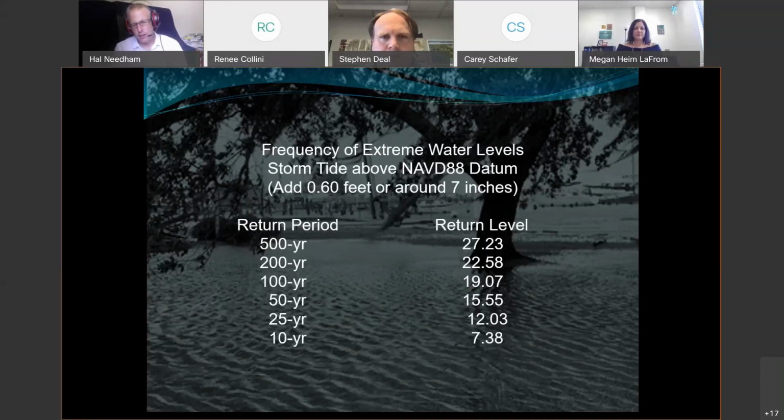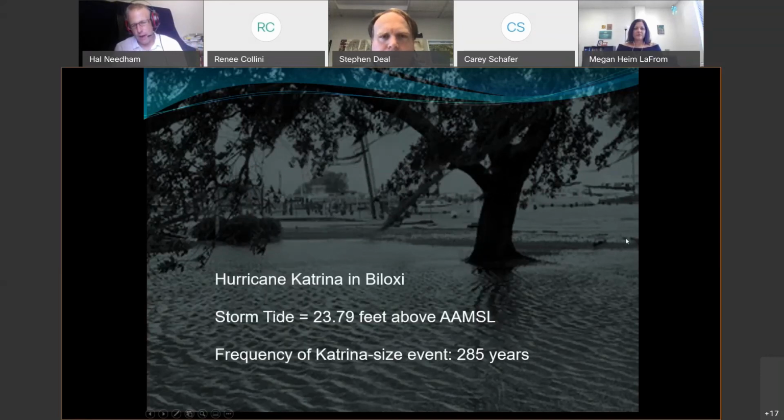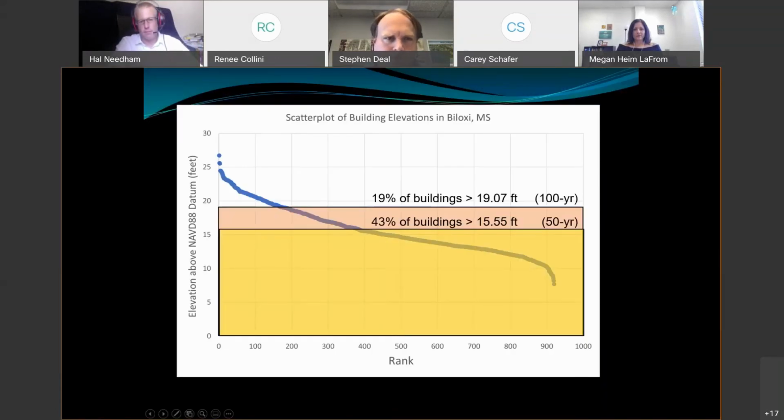Then I think there's just 2 slides left. Is there one with a graph of those levels, a scatter plot? I'm on that slide now. Yeah, so what we did is we took a scatter plot of all the building elevations. It's 920 building elevations, and then we laid those over these extreme water levels. And we saw, for example, only about 19% of the homes are elevated higher than the data-driven 100-year flood level.